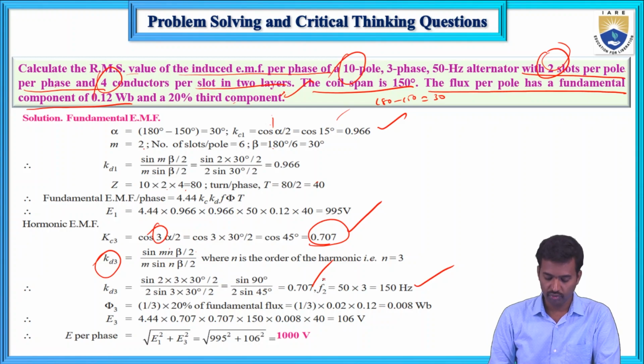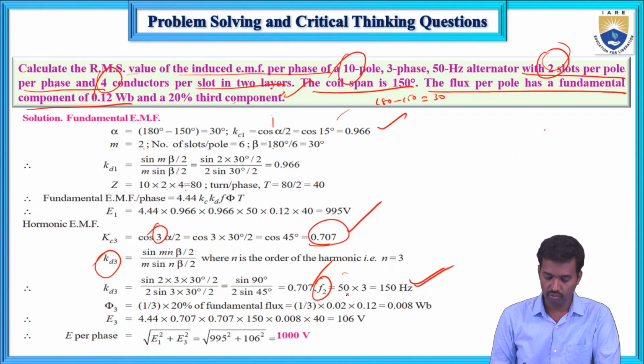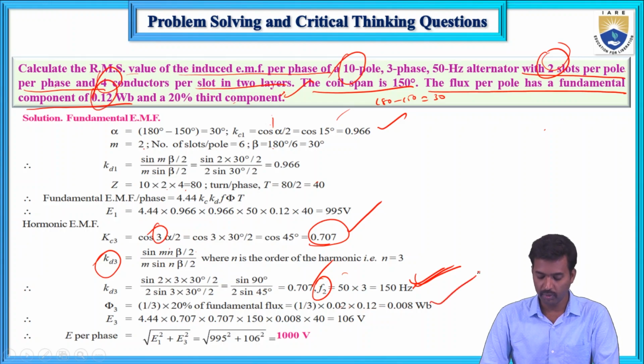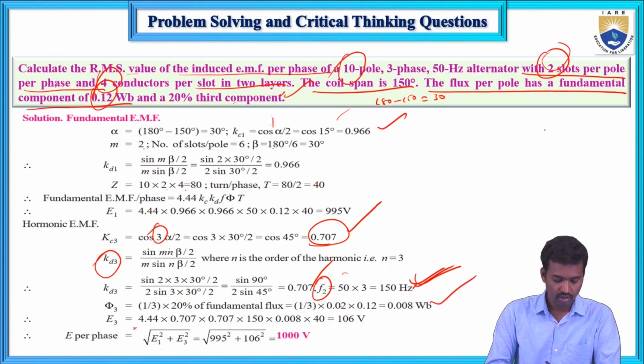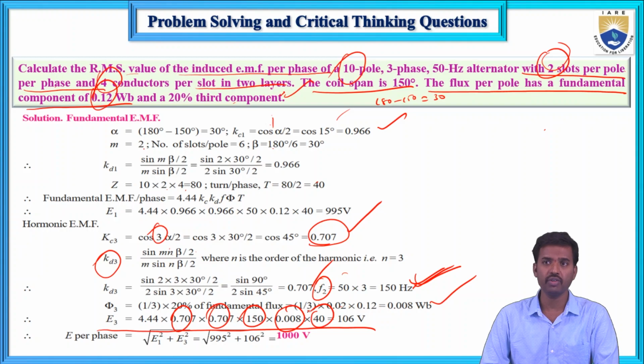And f equals frequency, f3 for the third harmonic. So the first one is this one, the second one is this one. For the third harmonic, the frequency is 50 into 3, 150. And next, the flux is 20%, 1 by third and 20%. So now 1 by third of 0.02 into this one, so this value equals 0.08 Webers. And next, calculate with this Kc Kd, this one is the frequency and this one is the flux, and the number of turns is fixed, and that value equals 106 volts.